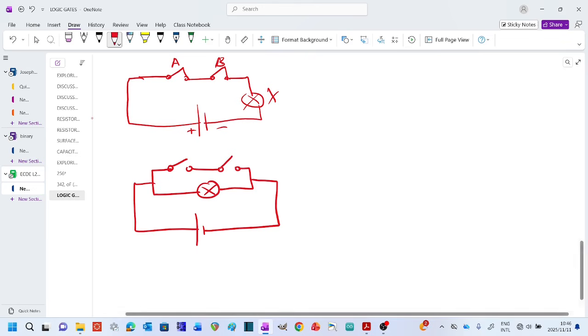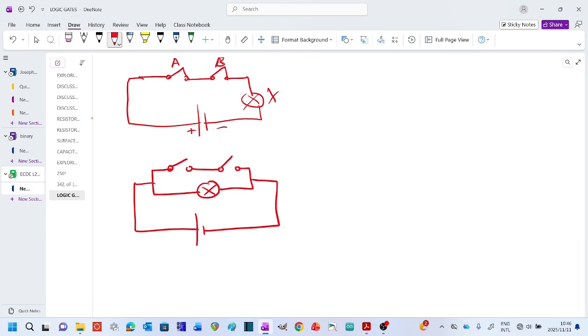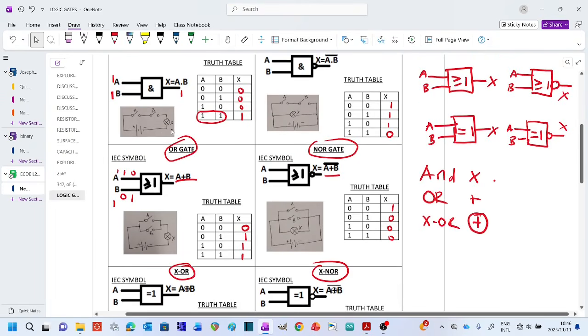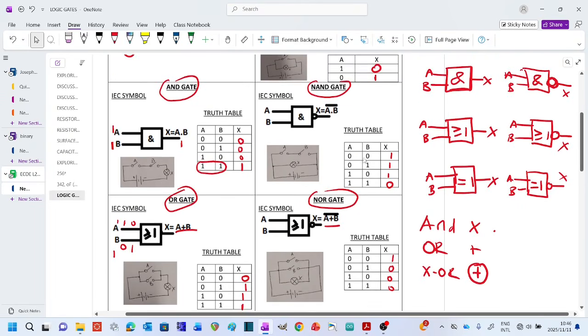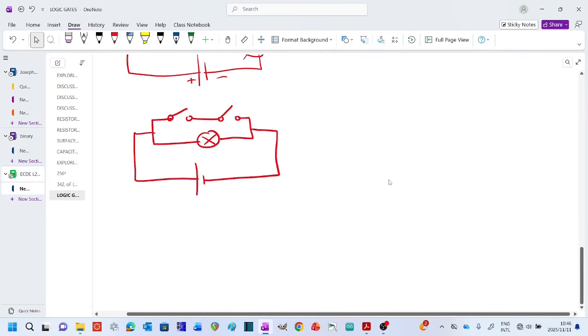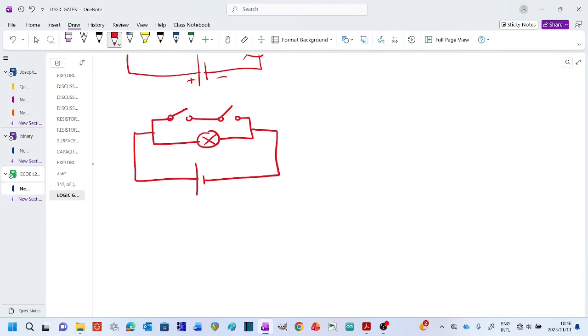So if you recheck our truth table, you're going to notice for your NAND gate, if both switches are on, that's the only time the light goes off. For all the other possibilities, your light is still on. If both of them are open, check how.